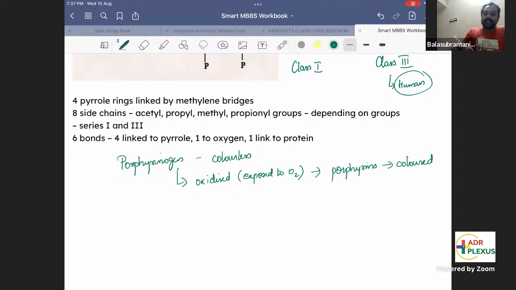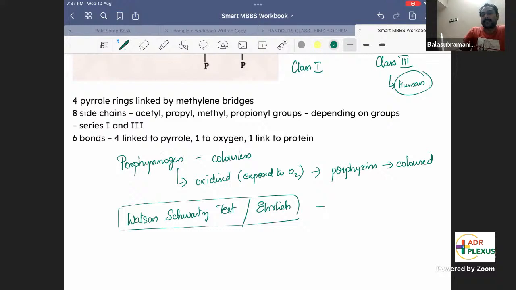So there is a test which detects all these things. This test is called the Watson-Schwarz test or Ehrlich's test. It's basically a test done to diagnose whether there is a presence of porphobilinogen or urobilinogen in the blood or urine. So you must know this because they will ask you in MCQs. Which test is used to assess porphobilinogen or urobilinogen? It's Watson-Schwarz or Ehrlich's test. Okay, so this has to be remembered: porphyrinogen, porphobilinogen, urobilinogen.